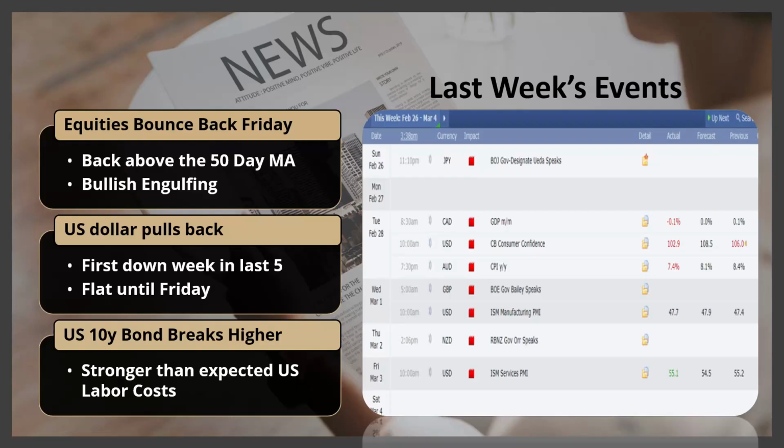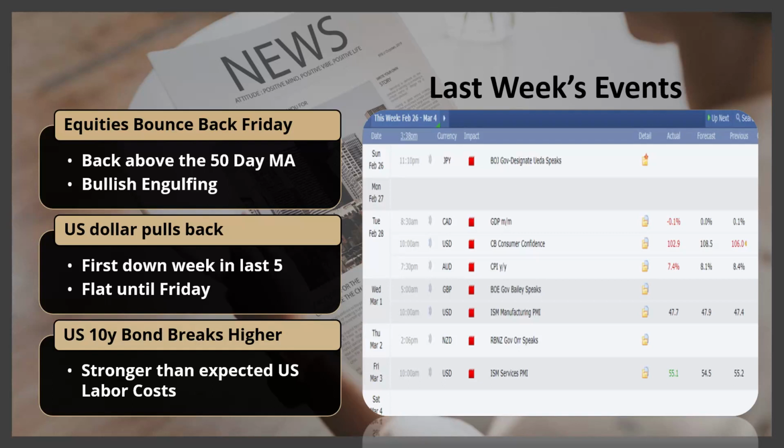All right, let's jump into the week here. So last week, we had a few things happen. We had pretty much a tale of two halves of the week. The first half of the week was weak equities. It was stronger dollar, weaker Aussie, stuff like that. And then on Thursday, we got a big, massive rally. We'll take a look at the charts here in a second.